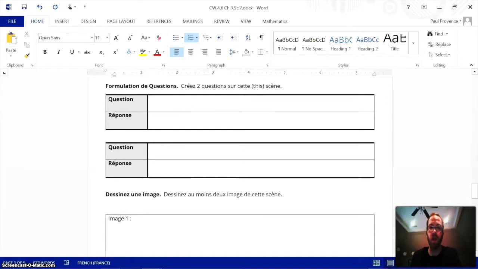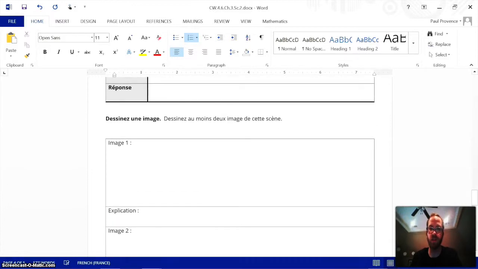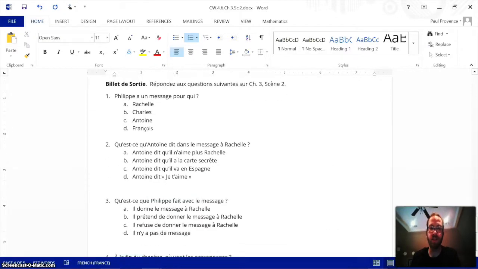Then they're going to ask and answer their own questions. So we're trying to do a little creativity here. And then finally, they're going to summarize what they learned in French and by drawing pictures. And then last, they'll take their exit ticket.